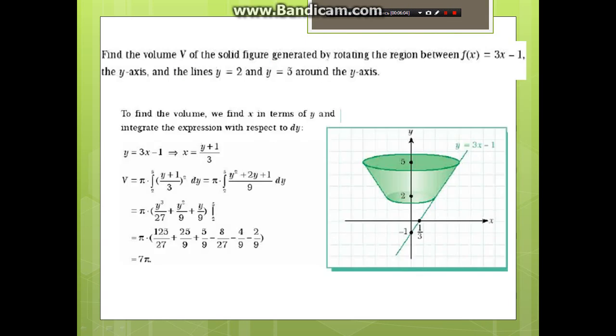Find the volume of the solid figure generated by rotating the region bounded by the function 3x minus 1, the y-axis, and lines y is 2, y is 5 around the y-axis. To find the volume, we find x in terms of y and integrate the expression with respect to y. We see the solution of the integral, answer 7 pi.